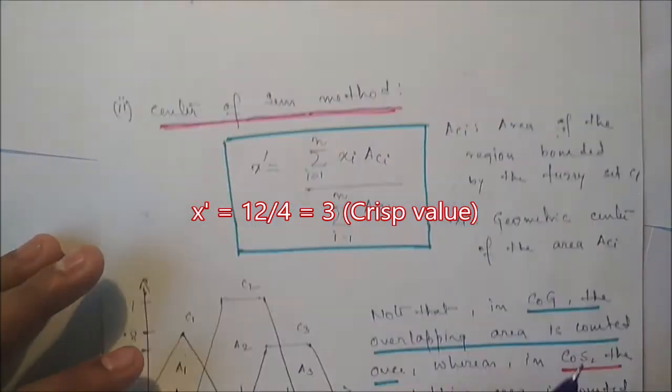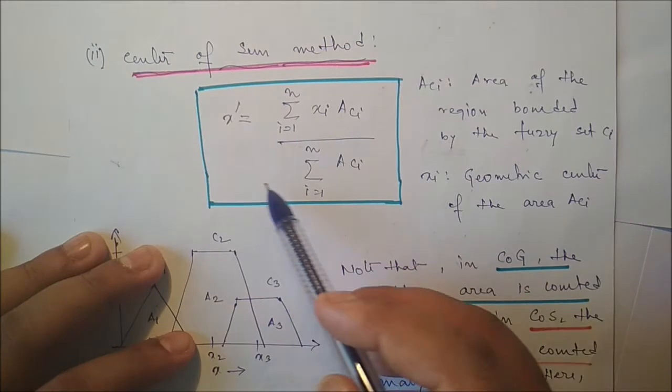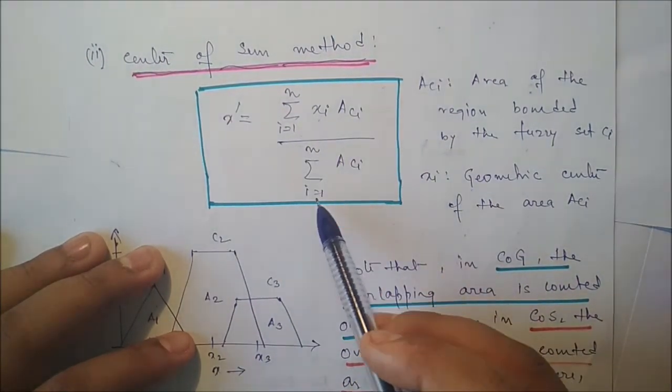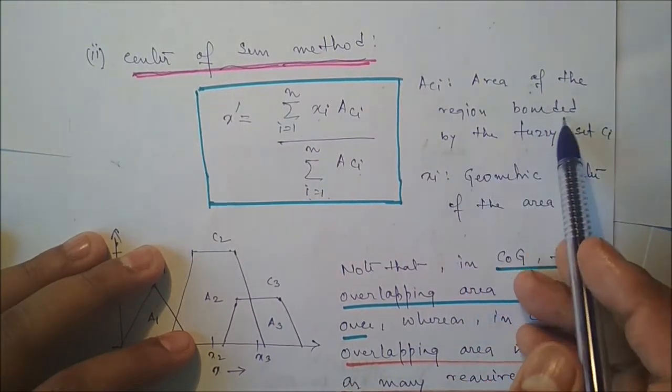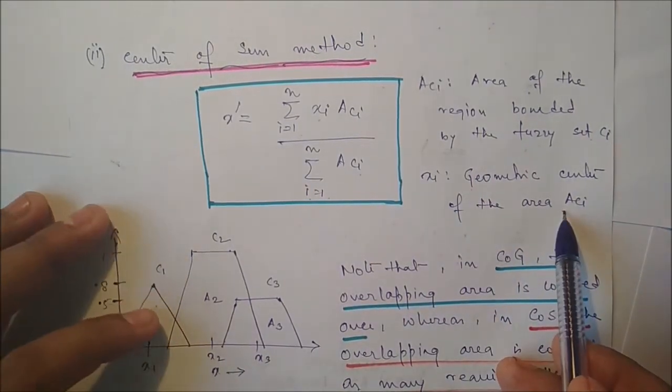Okay, next we can see the center of sum method. Here we have to apply x dash is equal to summation i is equal to 1 to n, xi ACi, divided by summation i is equal to 1 to n, ACi. So ACi is what, the area of the region bounded by the fuzzy set Ci, and xi is the geometric center of the area ACi.